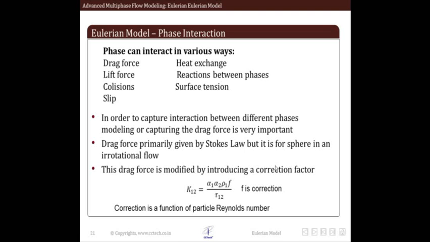So in order to modify this Stokes' law for a generalized multiphase problem that we solve in Fluent, the drag force is modified by introducing a correction factor. As you can see here, this type of correction factor is introduced. In this equation, F is a correction factor, and this correction factor is a function of particle Reynolds number. So this is how the drag forces are calculated in Fluent for any shape of dispersed phases. What we need to do is set up the drag coefficients or select different models that are available for drag coefficient within Fluent.